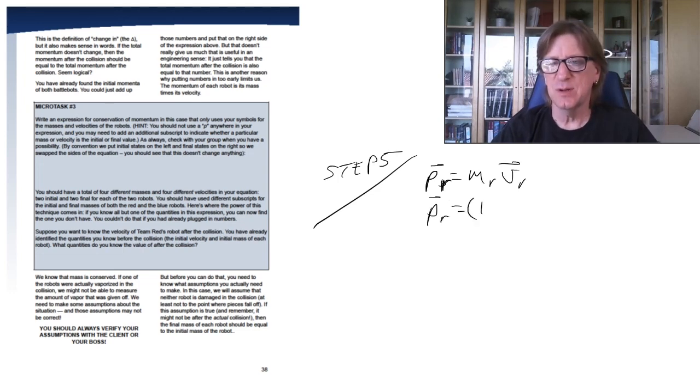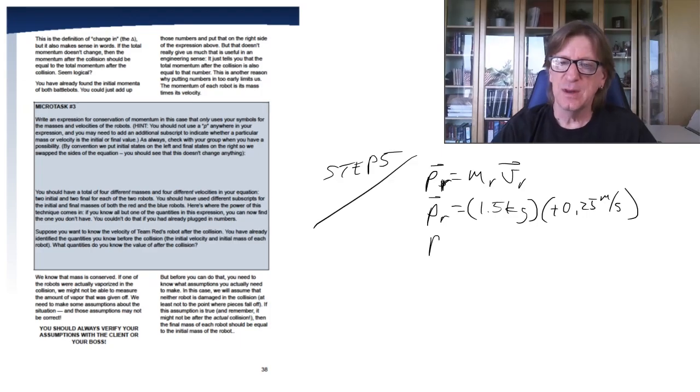So that's going to be 1.5 kilograms times, look back at your symbol list. You don't even have to look at the picture now, it's in the symbol list. And we saw that this was positive 0.25 meters per second. Now I have PB, and that was 2.0 kilograms, and it was negative 0.50 meters per second.